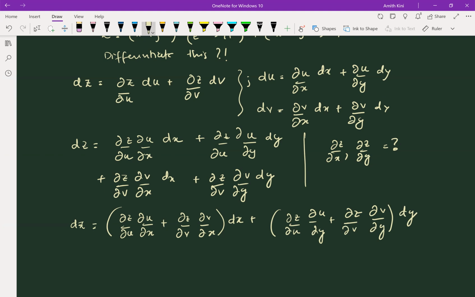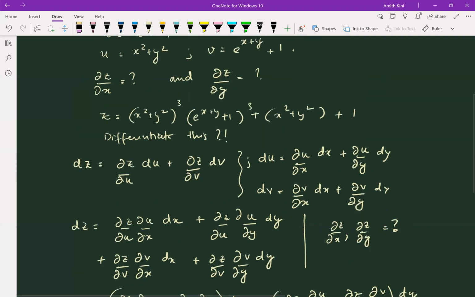So I collected the coefficients of dx separately and dy separately. Now is there any observation you can make? Yeah, the terms with dx or dy are equal to whatever you get by partially differentiating z with respect to x or y. Correct? See, that's the whole idea.